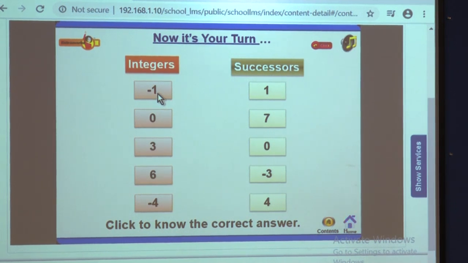It should be the next number. Just imagine a number line. What will be the answer of this? Solve it on your own and give me the answer. I will solve one or two examples of it.